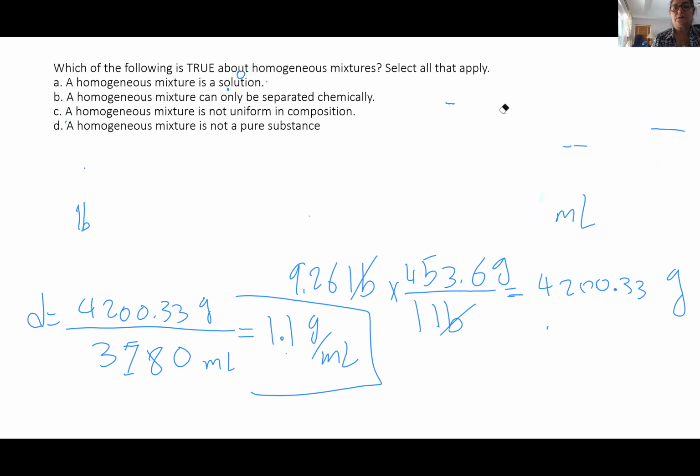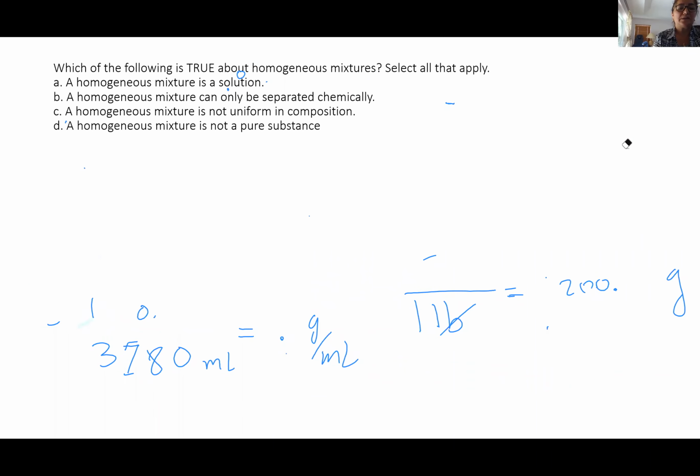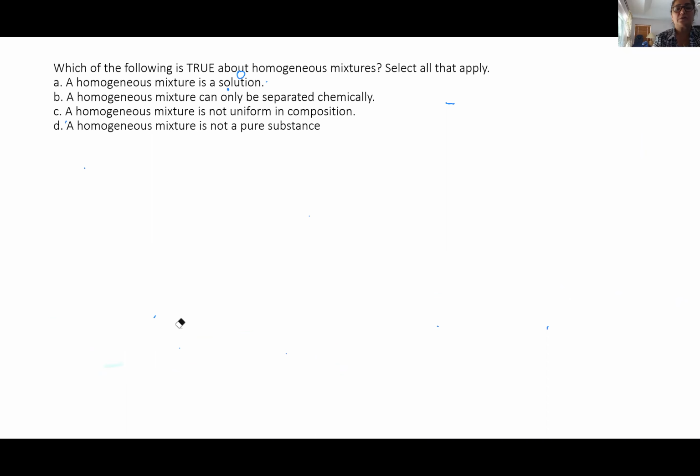This question is a theory question, basically asking which one is true. Let me see if I can read the question: which of the following is true about the homogeneous mixture? Select all that apply. The homogeneous mixture is a solution. So you need to know the definition for homogeneous mixture. So that is correct. A homogeneous mixture is a solution.